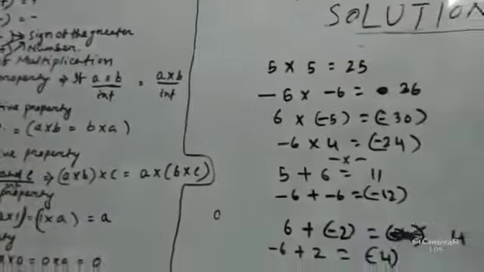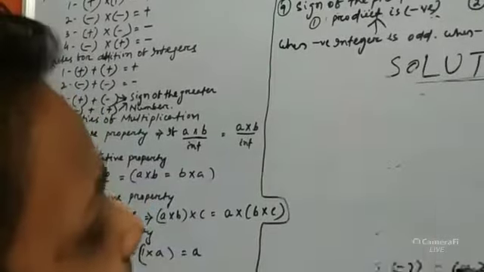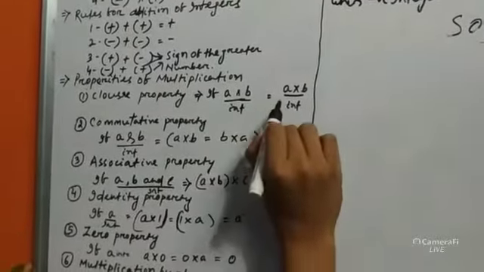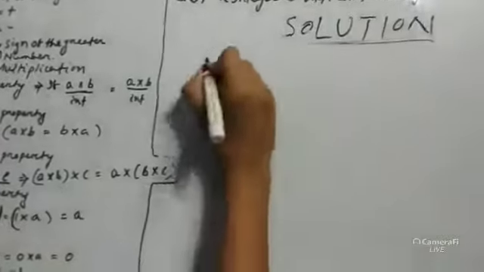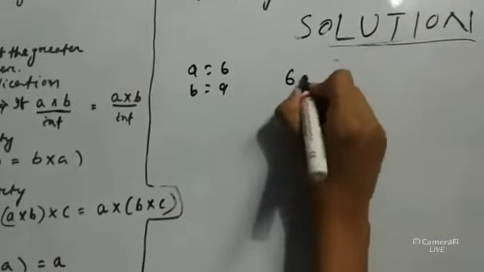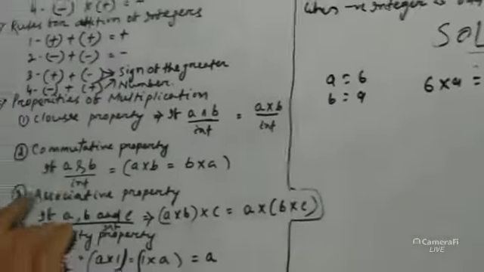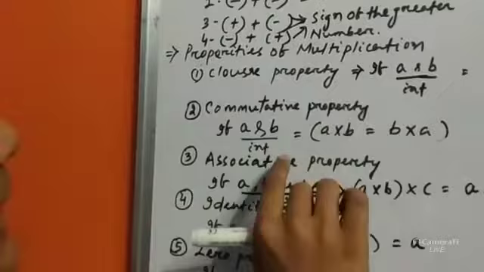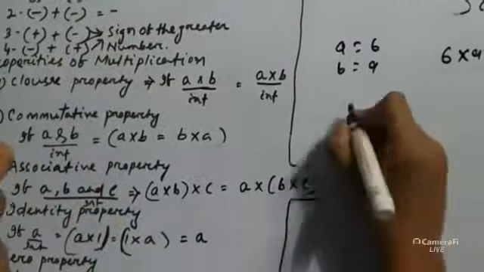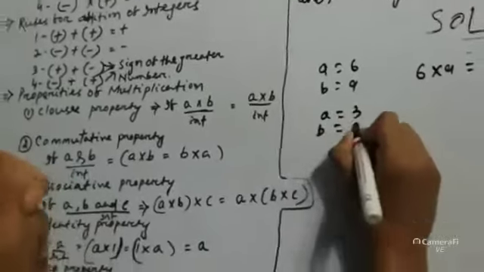Now we'll go for properties of multiplication. Closure property: if a and b are integers, then a into b is also an integer. Let us take a equal to 6, b equal to 9. So 6 into 9 equals 54. This is also an integer. Now we'll go for commutative property: if a and b are integers, then a into b equals b into a. Just take a equal to 3, b equal to 4.